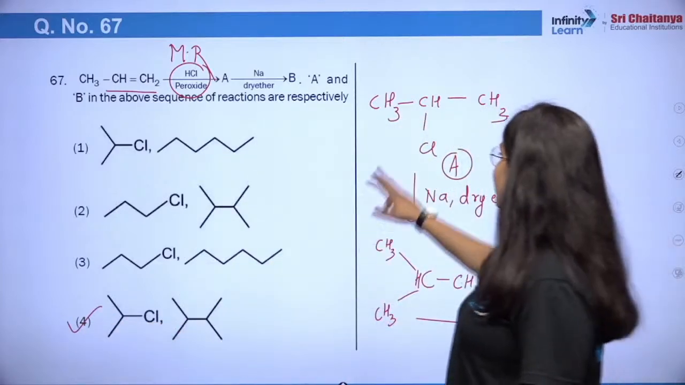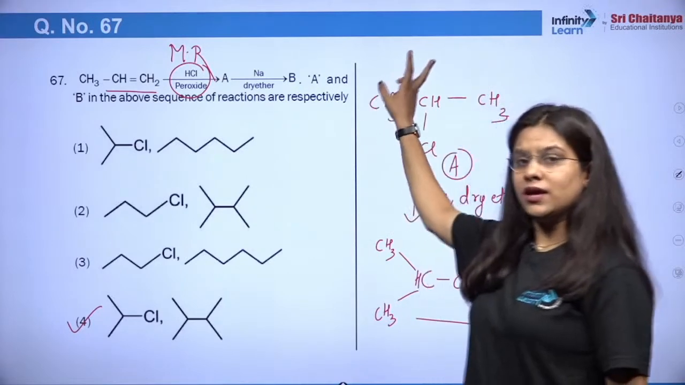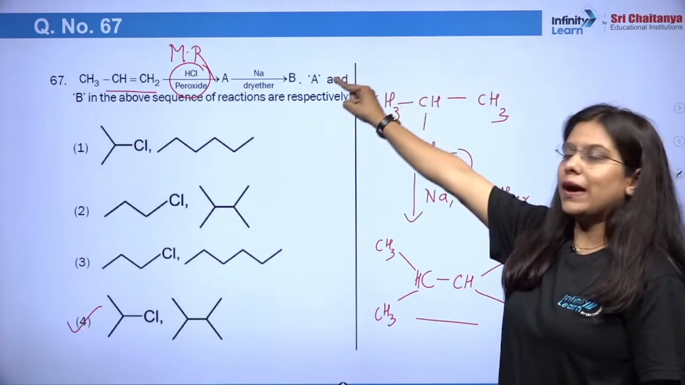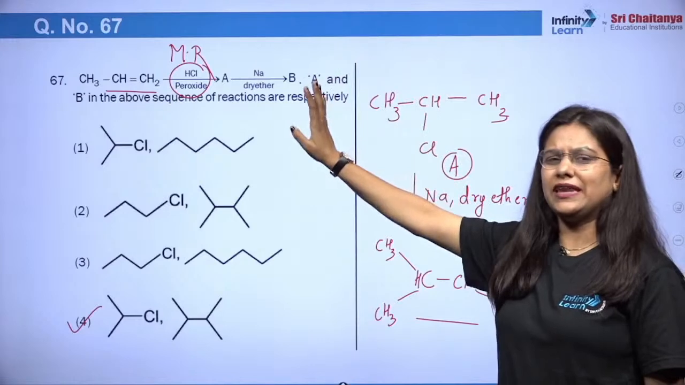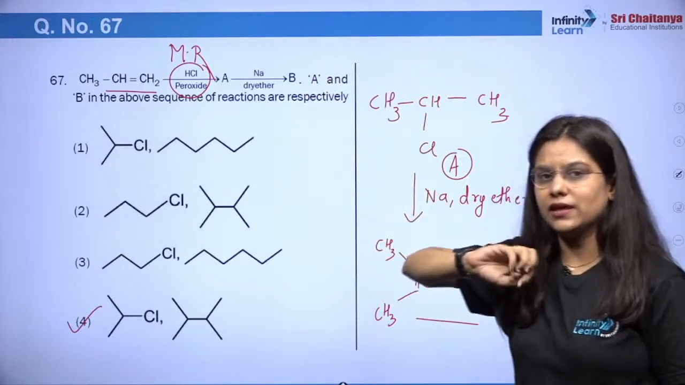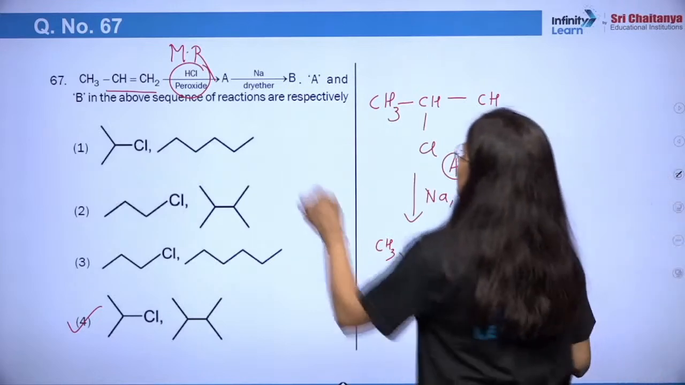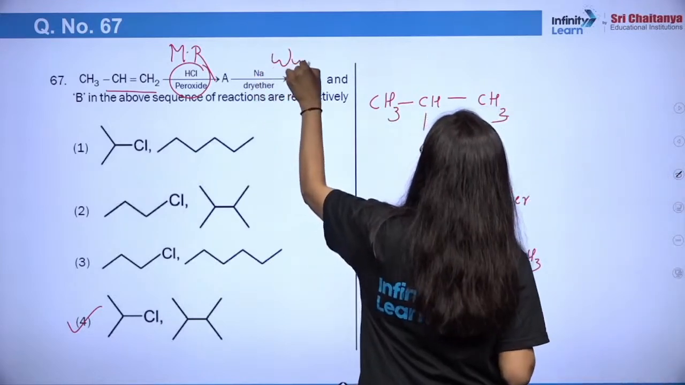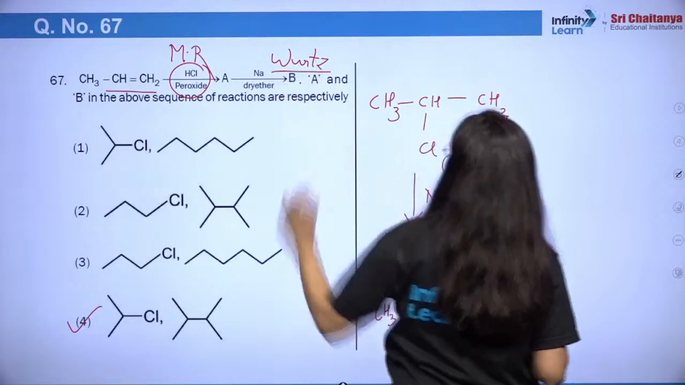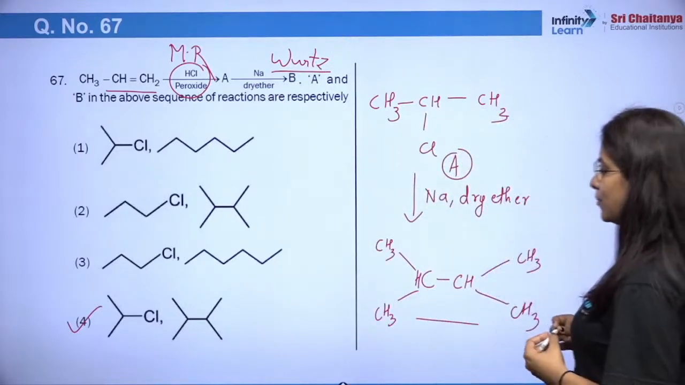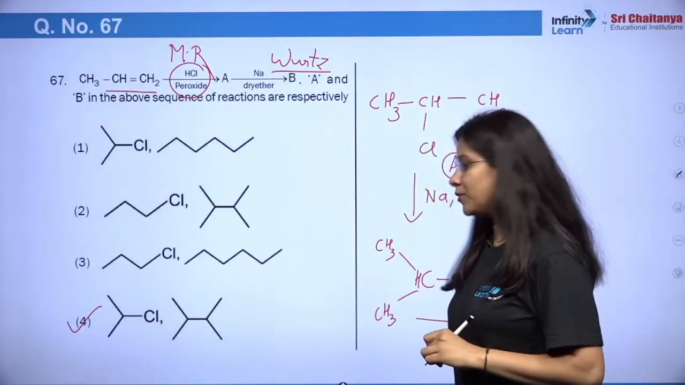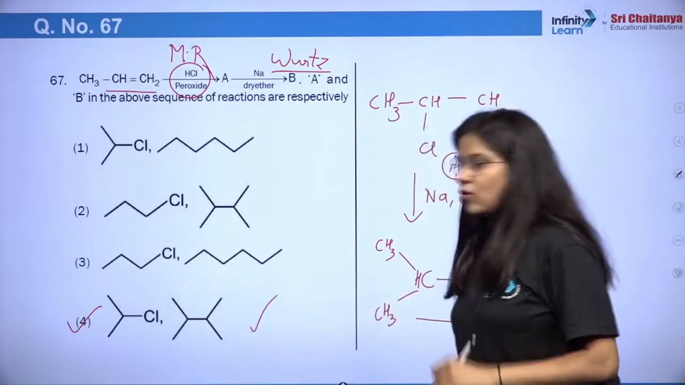We will be getting first 2-chloropropane, right? Why? Because peroxide does not cause any change in the case of HCl. The reaction will be in accordance with Markovnikov rule only, and then followed by Wurtz reaction. So what will be my product? My product will be option number 4.